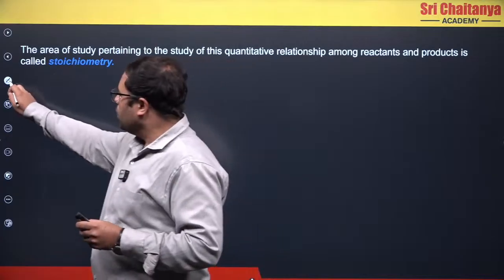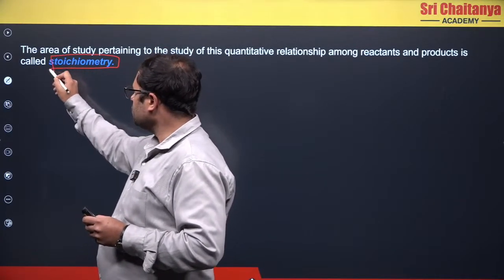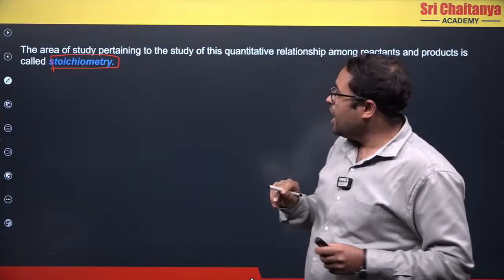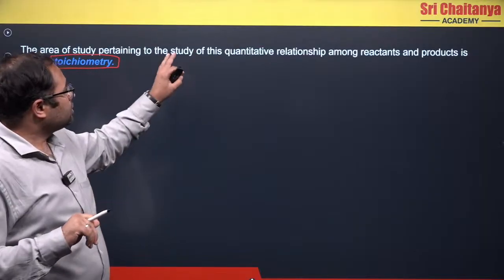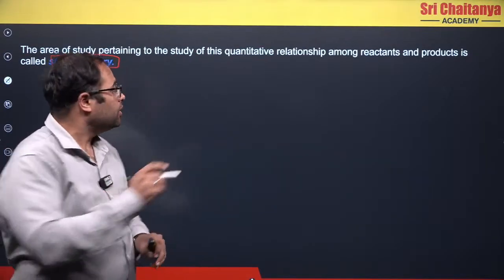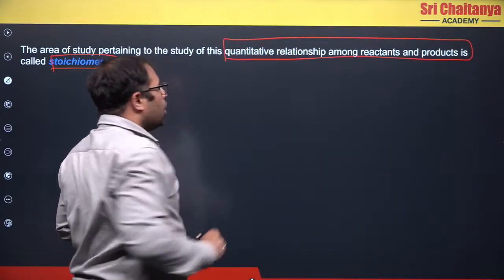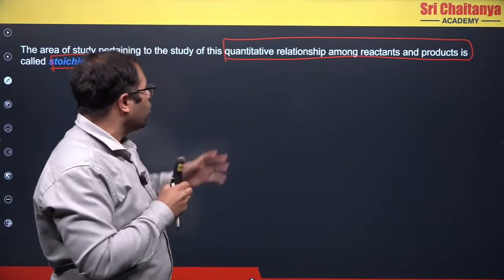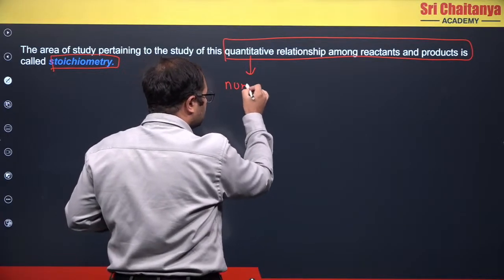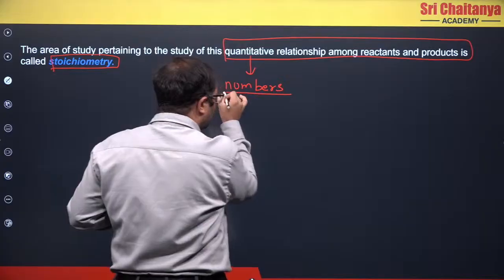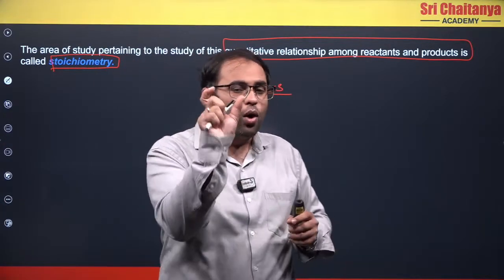So this particular word, stoichiometry, what is this stoichiometry word? It is the area of study pertaining to the study of quantitative relationship between reactants and products. So it is a study which talks about quantitative relationship. Now quantitative means numbers, right? Like 1 gram, 2 gram, some number will be there, right?